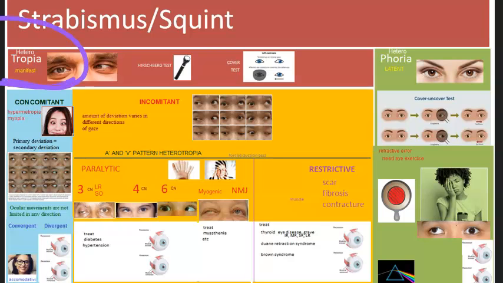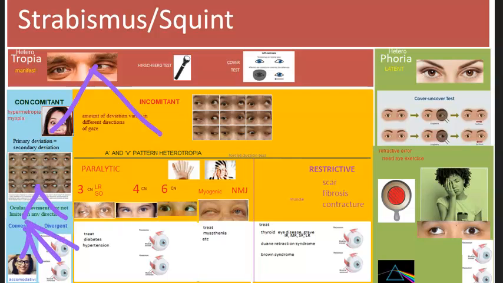Now, what is heterotropia? We told you heterotropia means it's manifest. That means the symptoms you can see, it is manifested. You can see the squint. In that you have two types, concomitant and incomitant. Concomitant means in all directions there is equal deviation. Primary deviation is equal to secondary deviation, it's written here. Again in this you have convergent, divergent, iso, exo, hyper, hypo, in everything. But just remember, under heterotropia you have concomitant and incomitant. Again inside each of these you will have convergent, divergent, iso, exo, hyper, hypo, everything.